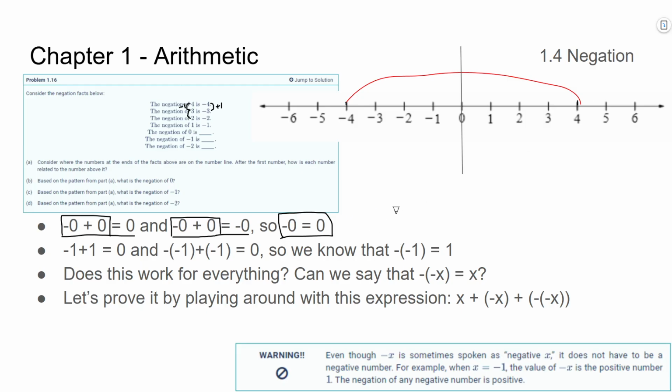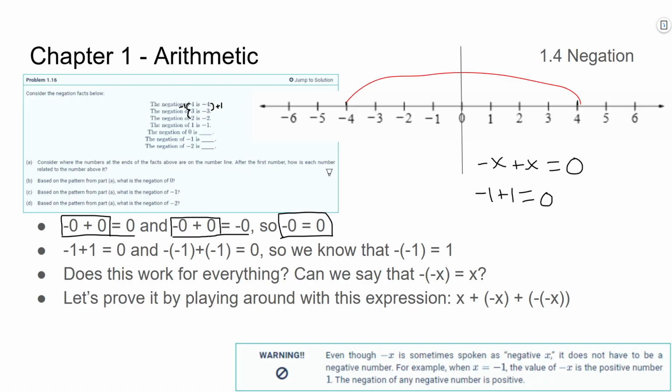So let's see, we know that the definition of negation that we used was negative x plus x equals 0, right? And that's true for all values of x. And we also know they gave us this one here. A negation of 1 is -1. So we know that -1 plus 1 equals 0. So we know that these two things are true.